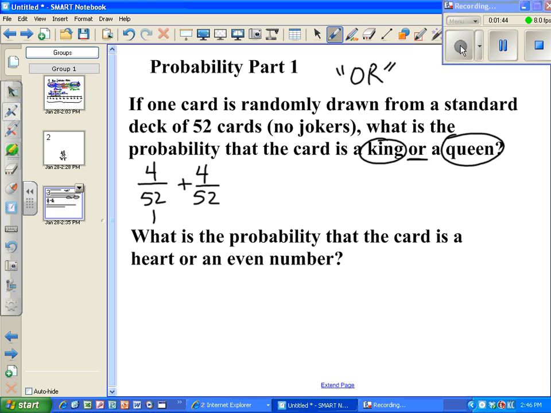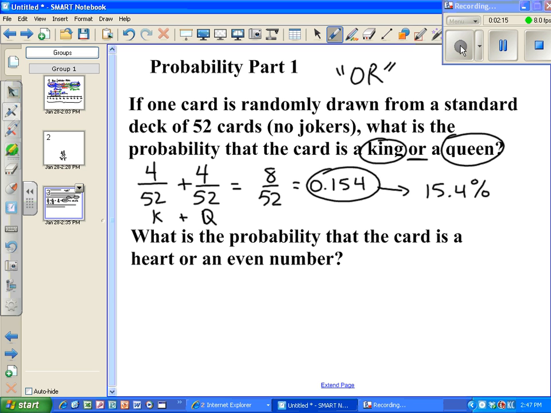So I could have a king or a queen. And when we are dealing with or type problems, we're going to be adding these probabilities because they both kind of contribute to the odds of us being able to draw one of these cards. So when I put those together, I get 8 out of 52, which is 0.154. And sometimes these decimals don't mean a lot to people. What that really means is there's a 15.4% chance that if I draw one card from a deck of cards, it's going to be a king or a queen.